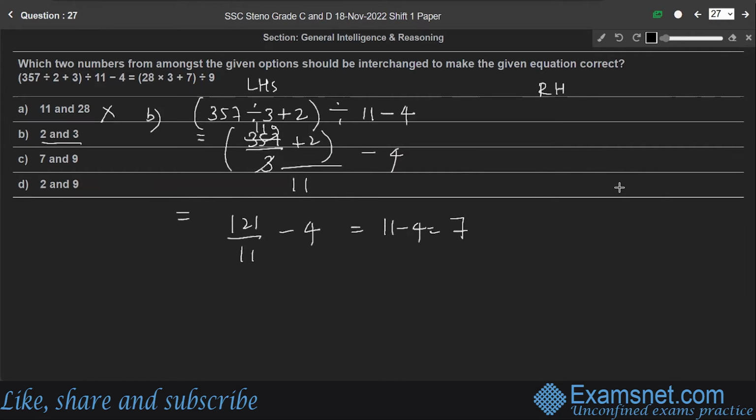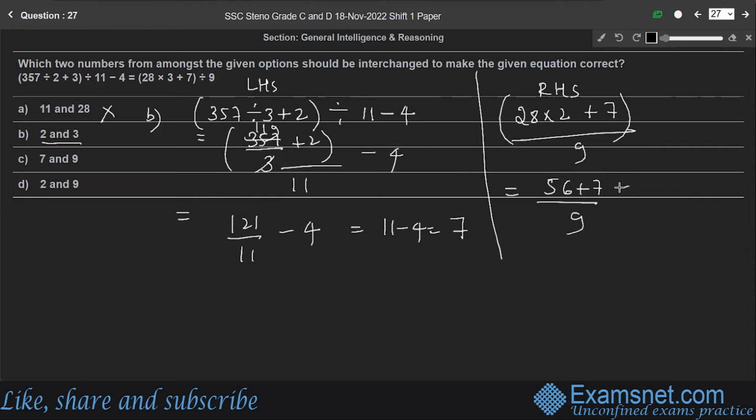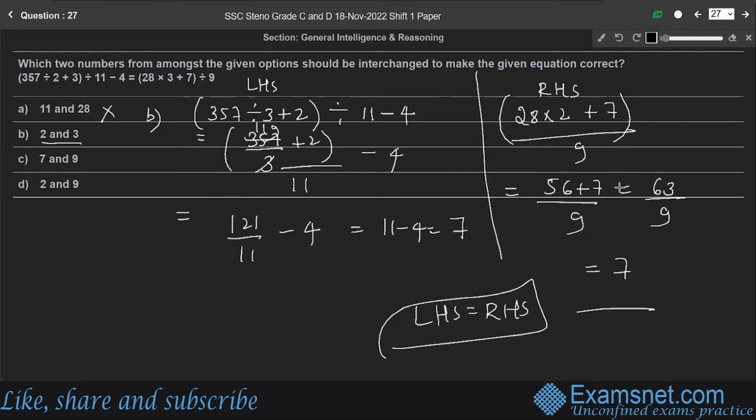We'll consider the right hand side, in which we interchange 2 and 3. 28 into 2 plus 7, whole divided by 9 is equal to, so remove the bracket first. 28 into 2 is 56 plus 7, whole divided by 9. 56 plus 7 is 63 by 9, which is 7. Therefore, if we interchange 2 and 3, left hand side is equal to right hand side. Therefore, the equation becomes correct. Hence, option B is the right answer.